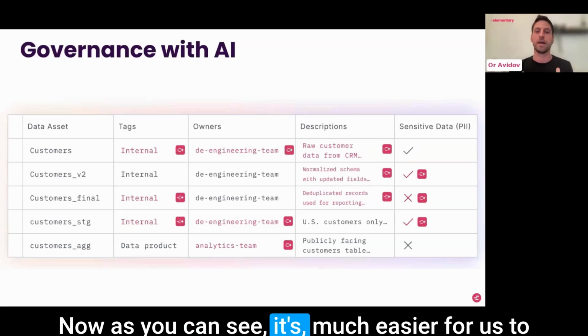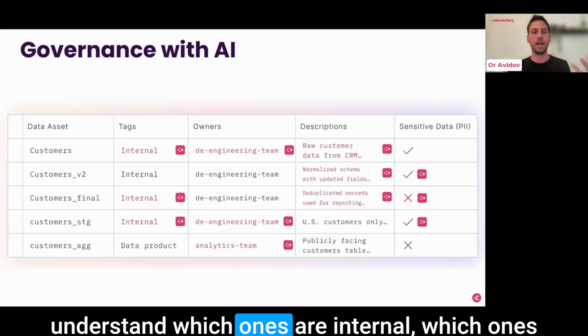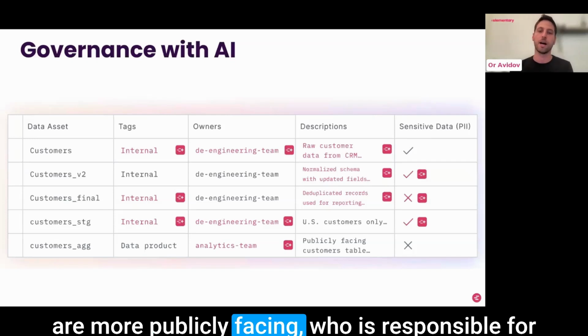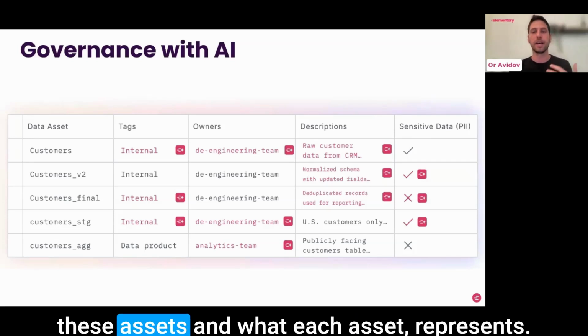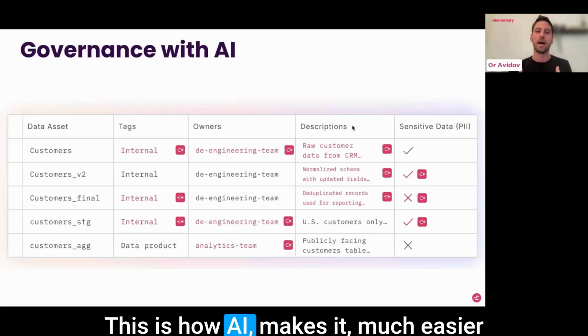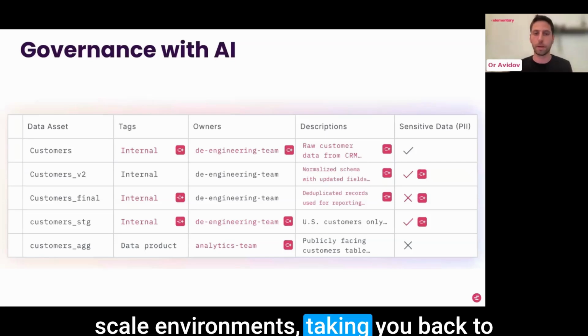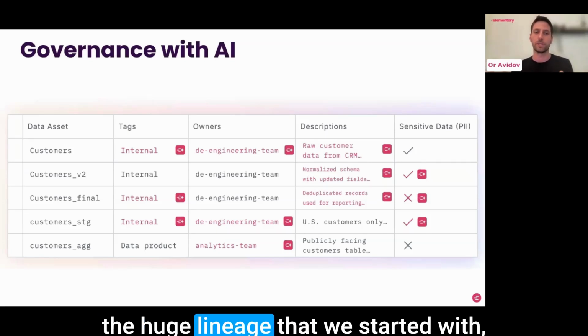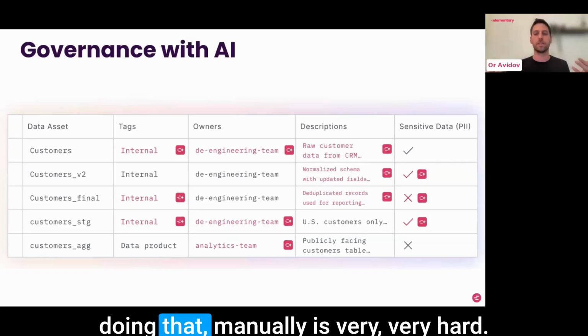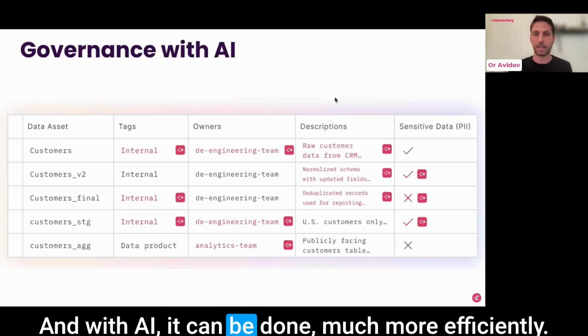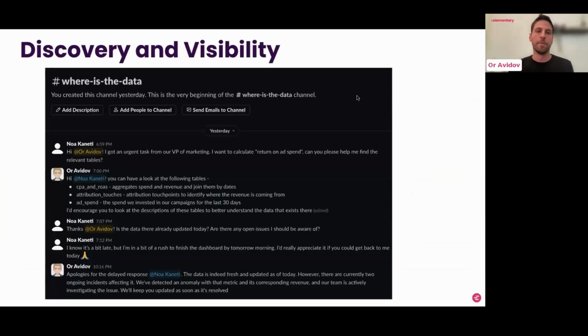Now, as you can see, it's much easier for us to understand which ones are internal, which ones are more publicly facing, who is responsible for these assets, and what each asset represents. This is how AI makes it much easier and even possible because in large-scale environments, taking you back to the huge lineage that we started with, doing that manually is very, very hard. And with AI, it can be done much more efficiently.